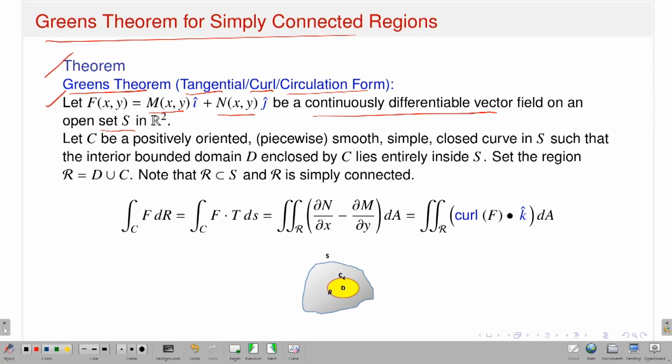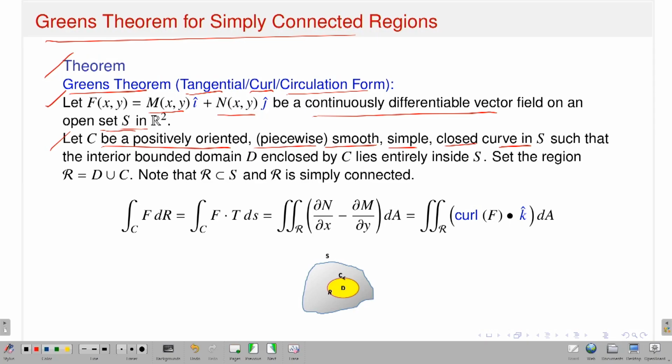That means I am starting with a very nice vector field. Okay. So, I am starting with a continuously differentiable vector field. That means that vector field is differentiable, and at the same time the derivative is also continuous. That means a very nice vector field on an open set S in R2, sitting inside R2. Let C be a positively oriented piecewise smooth simple closed curve in S.